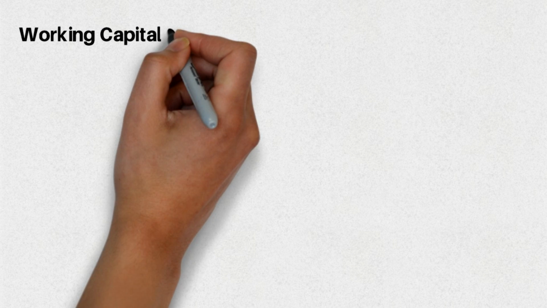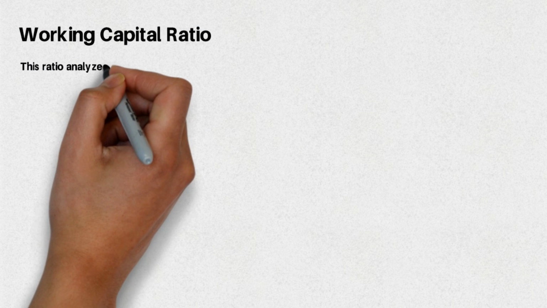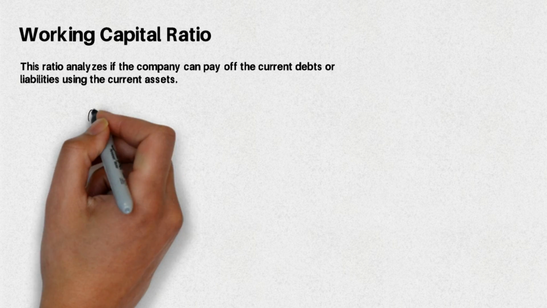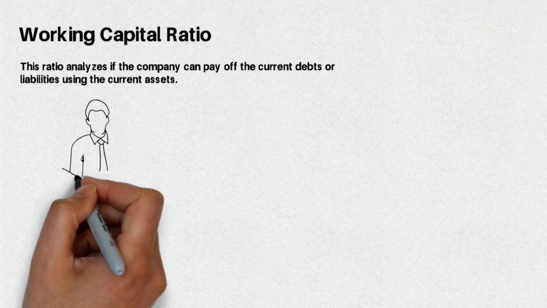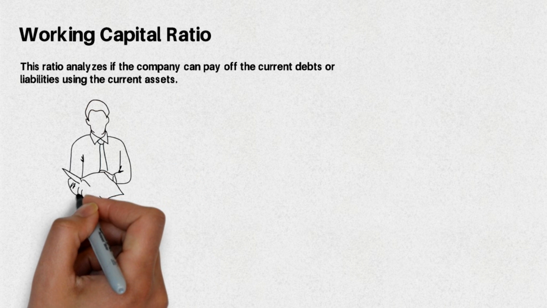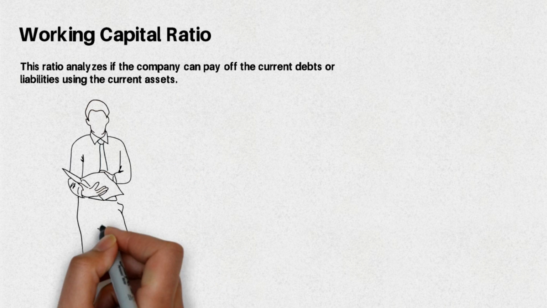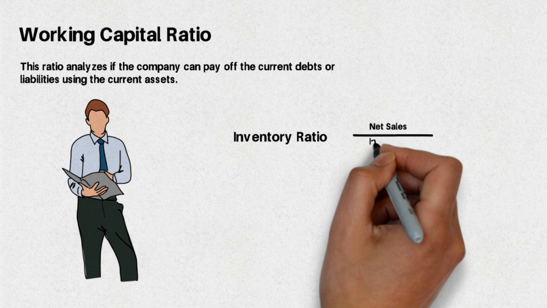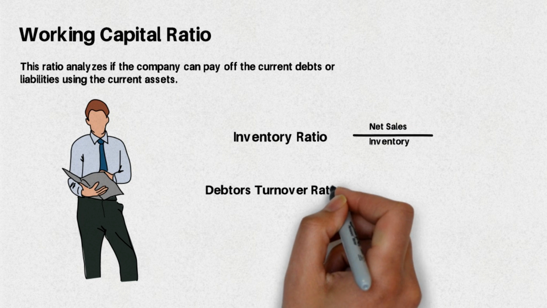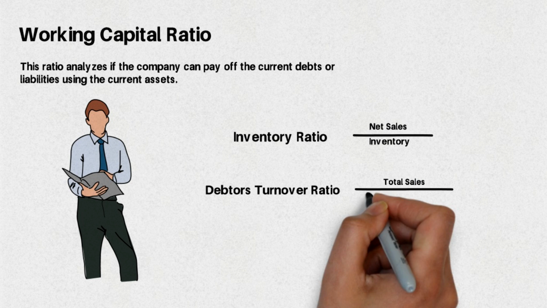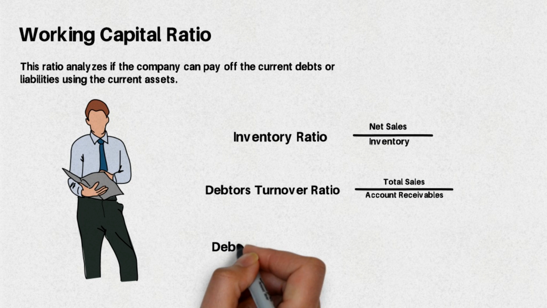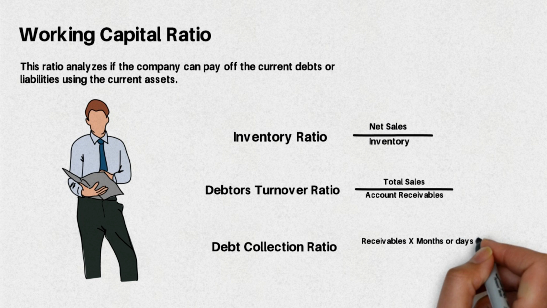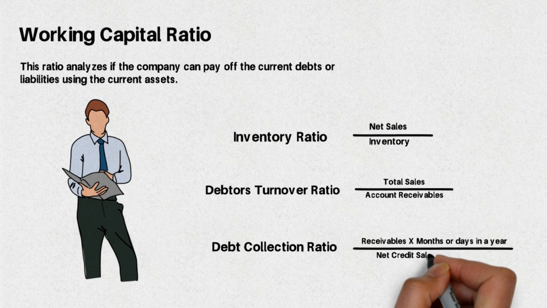Working capital ratio. The next one on the list is the working capital ratio. This ratio analyzes if the company can pay off the current debts or liabilities using the current assets. Some of the common working capital ratios and their formulas are: inventory ratio, net sales upon inventory; debtors turnover ratio, total sales upon account receivables; debt collection ratio, receivables multiplied by months or days in a year upon net credit sales for the year.